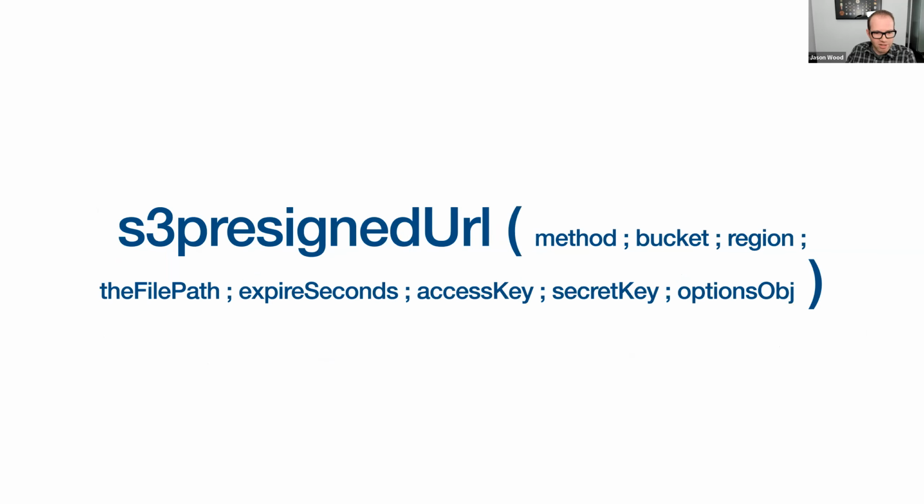So this is a FileMaker custom function that I created to produce presigned URLs in FileMaker. This function is available on GitHub, and the link is in the blog post. I'll put it in the chat as well.